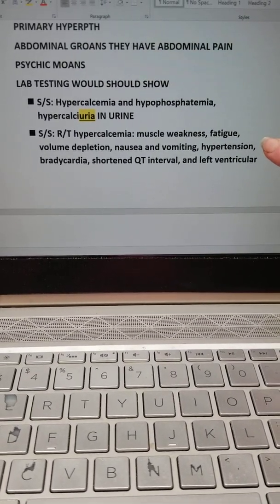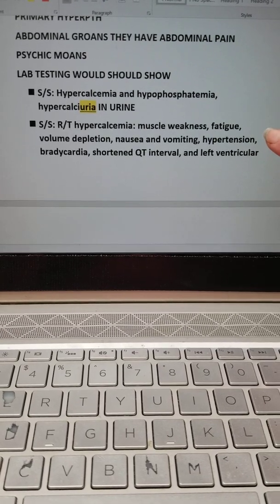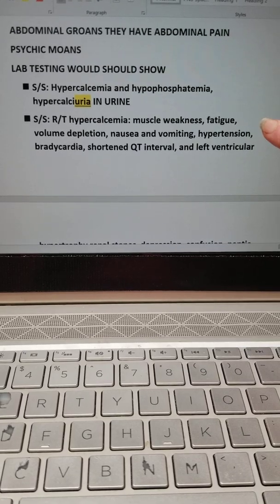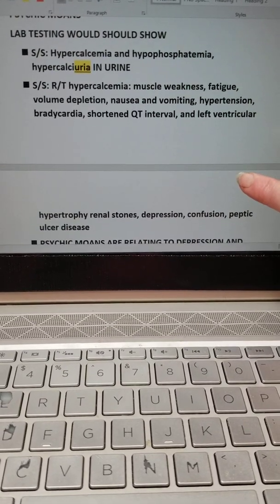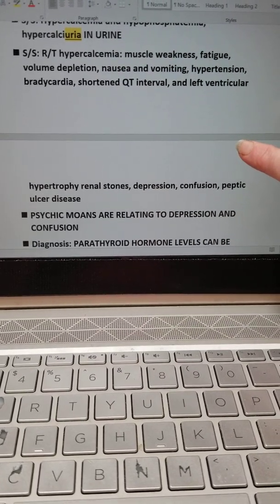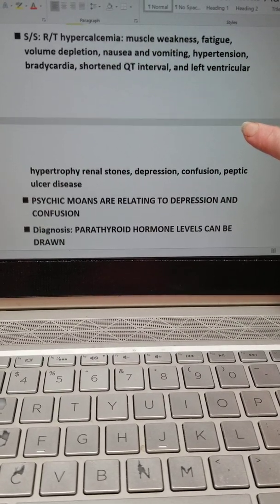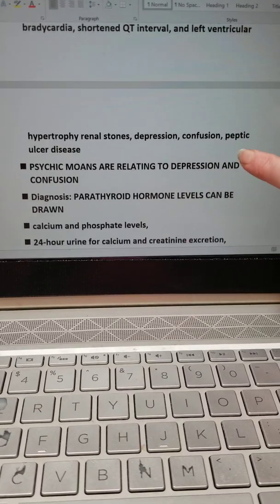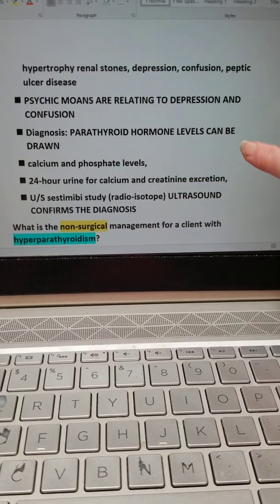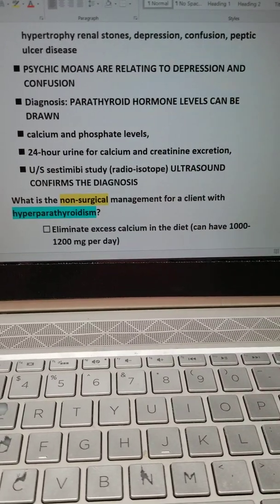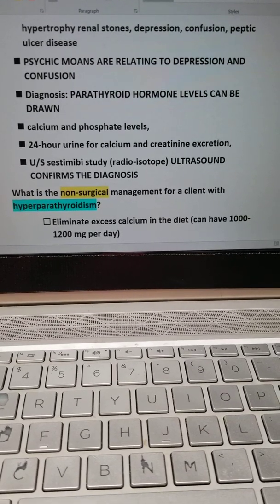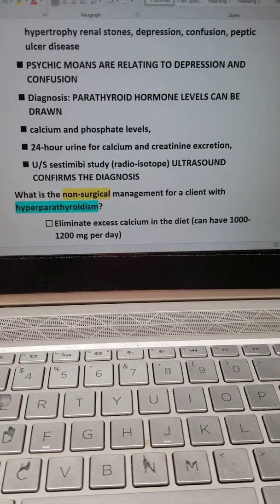Signs and symptoms related to hypercalcemia would be muscle weakness, fatigue, volume depletion, nausea and vomiting, hypertension, high blood pressure, bradycardia, that's low pulse, shortened QT interval on the EKG, and left ventricular hypertrophy, renal stones, depression, confusion, and peptic ulcer disease. So psychic moans are related to depression and confusion with this hypercalcemia.